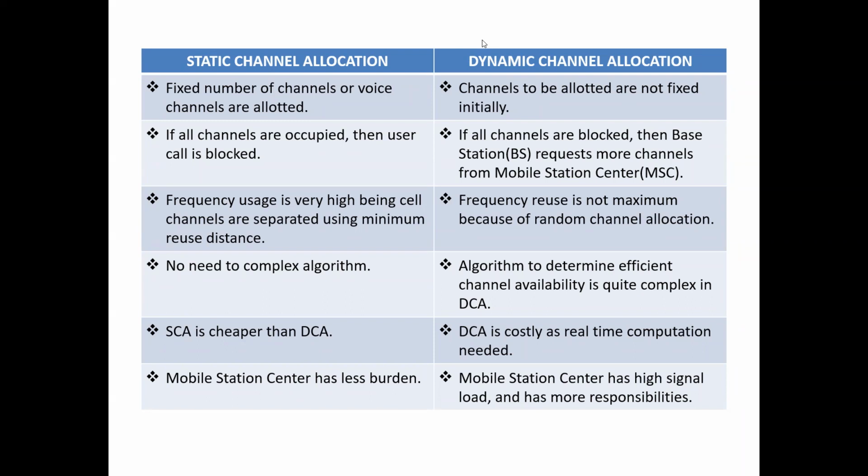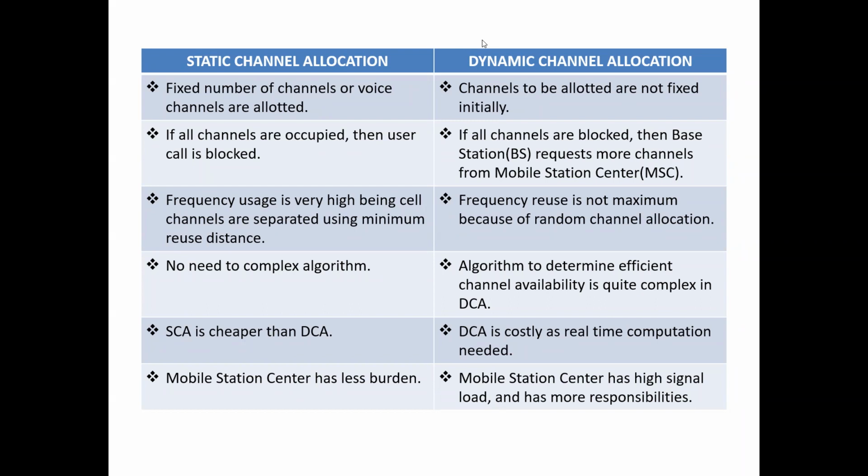Second difference is if all channels are occupied, then the user call is blocked. Suppose channels are allocated to users 1 to 10, and then user 11's call is blocked. And in dynamic channel allocation, if all channels are blocked, then the base station requests more channels from the mobile station center.